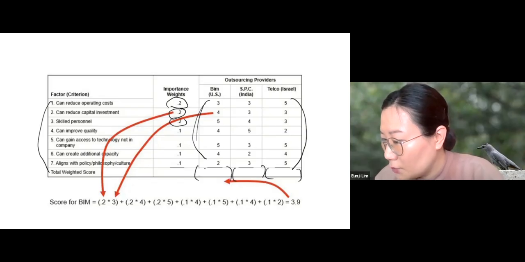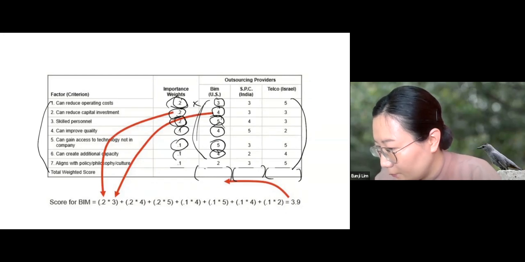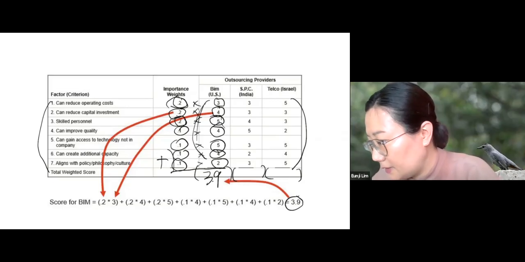So how do you compute the total weighted score for the supplier in the United States? You take each rating, 3, multiplied by the weight, 3 times 0.2, and then 4 times 0.2, 5 times 0.2, 4 times 0.1, 5 times 0.1, 4 times 0.1, 2 times 0.1, and then add them up. You get 3.9, right? And then you repeat this for the rest of the suppliers.